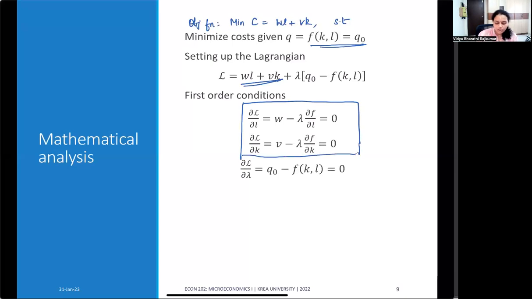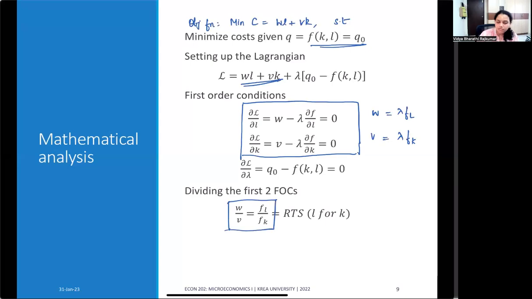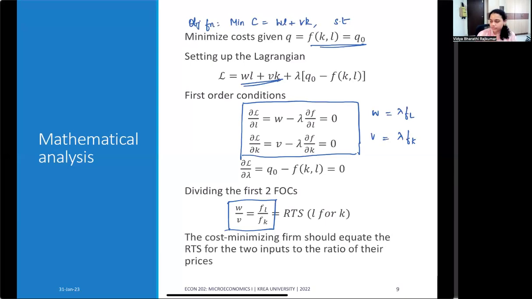Okay. So if I divide the first 2 FOCs, I'm just going to be looking at W equals lambda times F sub L. Then in the second one, I have V equals lambda times F sub K. If I divide these two, then the result that I get is that W over V equals FL over FK, which is nothing but the rate of technical substitution. This is exactly what we saw graphically, intuitively, and now mathematically also. So any cost minimizing firm should equate this ratio.